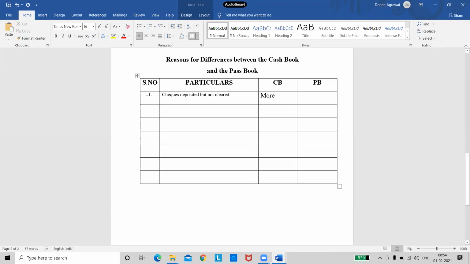Now what about the passbook? Passbook has not recorded this entry still, isn't it? Because he said checks deposited but not cleared. So that means passbook has not recorded this entry. So passbook balance will be less. Am I correct? Yes, ma'am. So that is my first point.